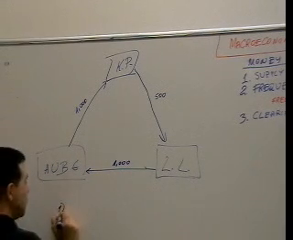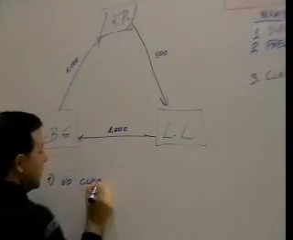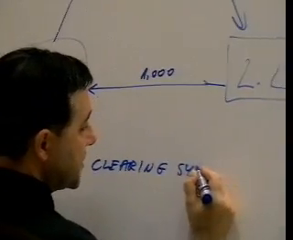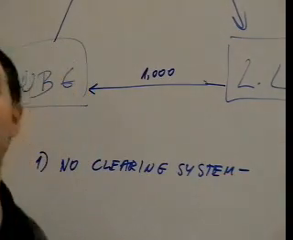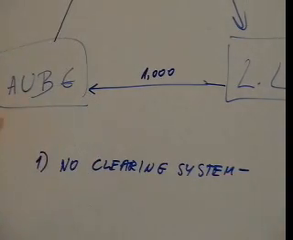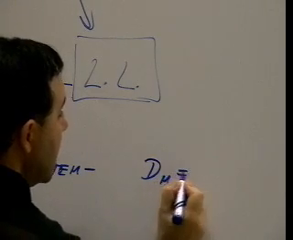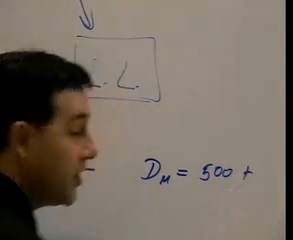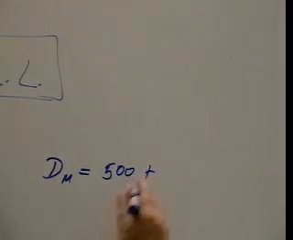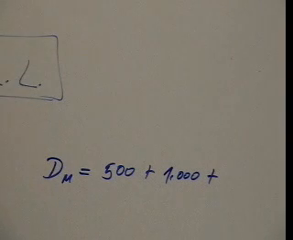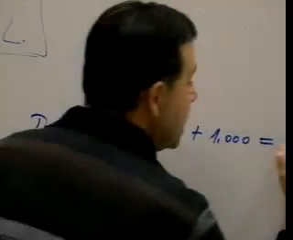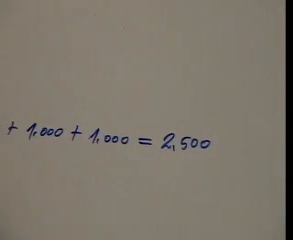So let's write case one. No clearing system. What is the demand for money? Demand for money is straightforward. I demand, let's say, money demand equals, mine will be 500. I gotta keep it in cash. Landlord's gotta have thousands available in his balance, and AUBG has gotta have his thousands. And the total money balances are 2,500, same currency, whether it's Bulgarian leva or US dollars, doesn't matter.